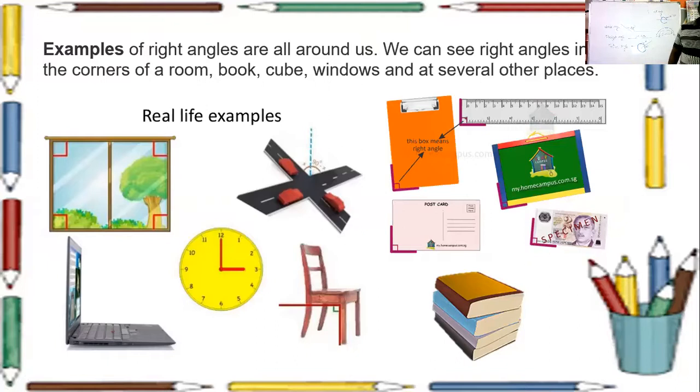Examples of right angle, L shape. Wherever an L shape is there, you can see the chair. The laptop, we keep in L shape and we do the work. Wall clock, 3 o'clock. Exactly at 3 o'clock, you can see an L shape there. So you will have 90 degrees. Windows, all this. Ruler, scale. All these are real life examples for 90 degrees.